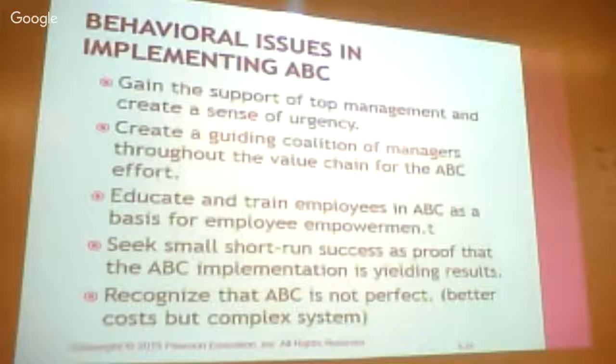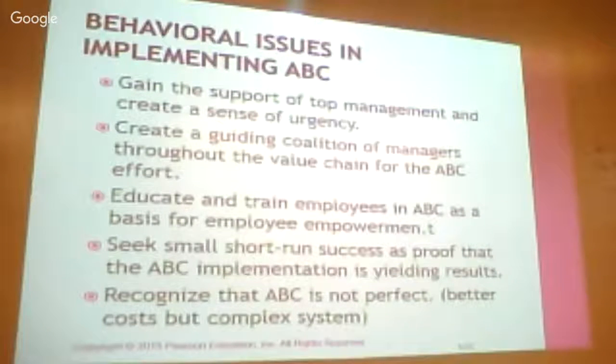Seek small, short-term success as proof that the ABC implementation is yielding results. So you always want to do this on the short run. Don't say, okay, we're going to look at this a year from now. When you're first implementing this type of system, you want to do it like a month or a quarter, so that the management can see that, hey, this is actually working. Our profit margins are going up. Our sales are going up. Things like that. They want to see those quick returns, those quick victories. They don't want to wait a year. Hit them right away with it.